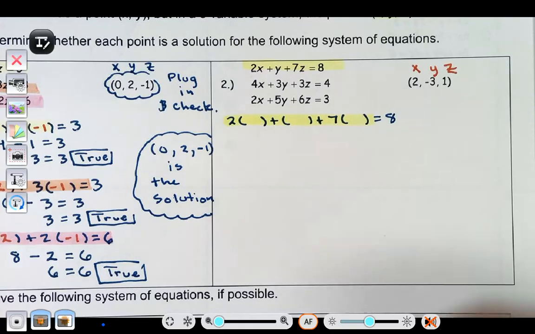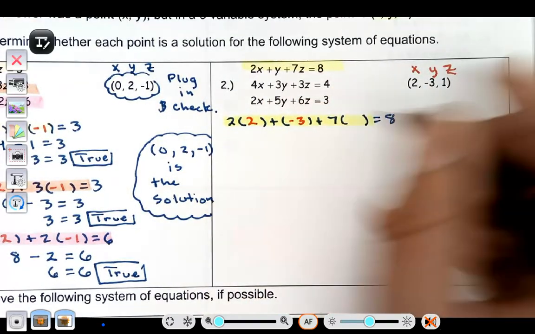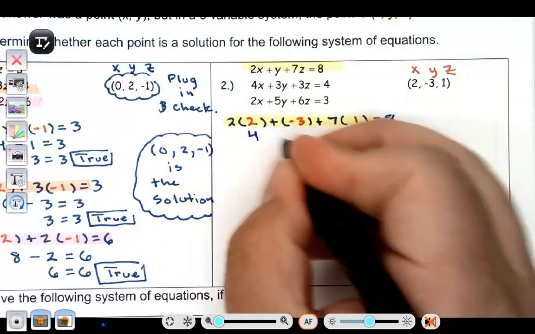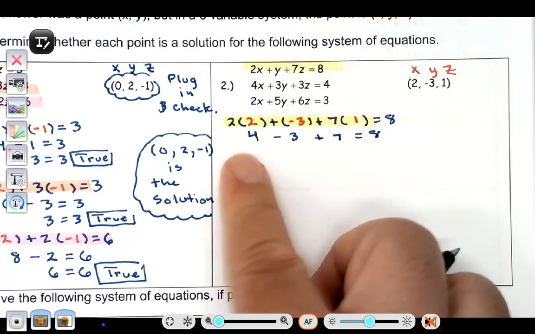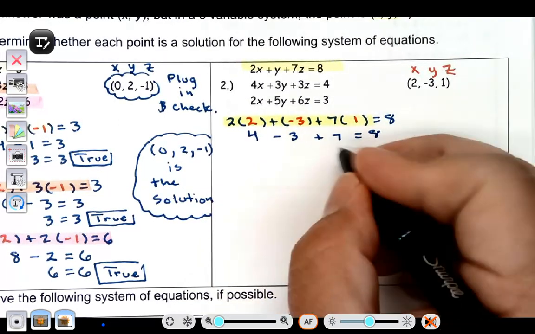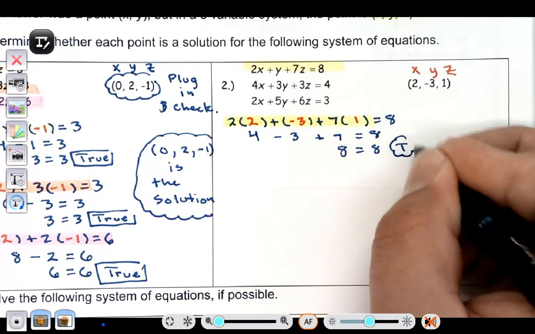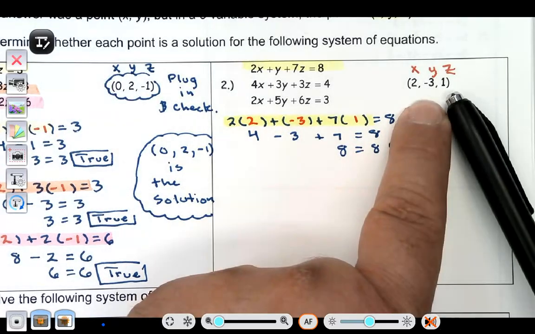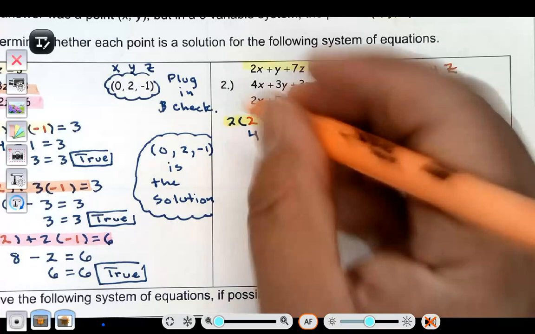All right, let's see. My x is 2, -3 for the y, and a 1 for the z. Let's work it out. 4 minus 3 plus 7 is equal to 8. 4 minus 3 is 1, plus 7, 8 equals 8, absolutely. So we have a true statement. Just gonna write T for short. All right, is that my answer then to the whole system? We don't know yet. We still need to continue to plug in.